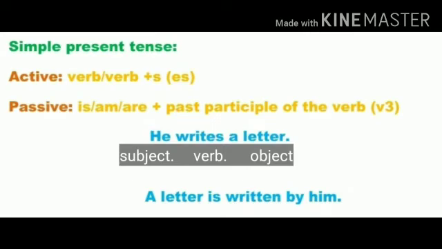Next, the auxiliary verb is used in the passive voice. The third form of the verb will be used in the passive voice. Then we need to use the preposition by before the object. So the passive sentence will be, a letter is written by him. The structure of the passive sentence for this tense is subject plus auxiliary verb, past participle of verb, plus by, then object. Hope all of you understood.